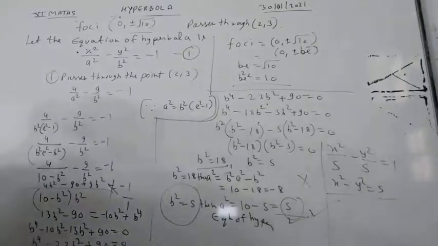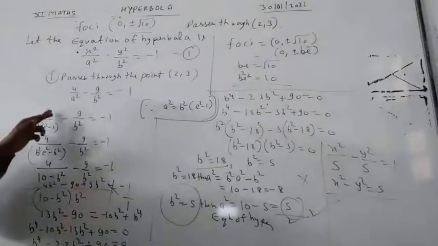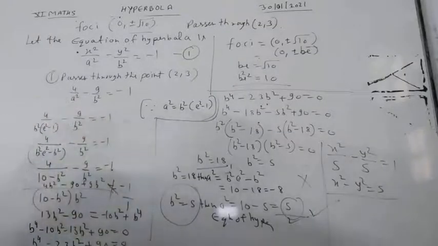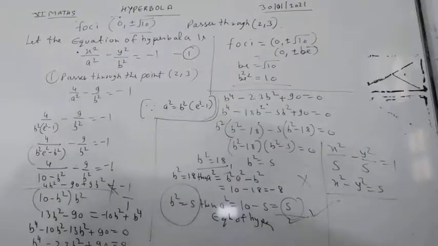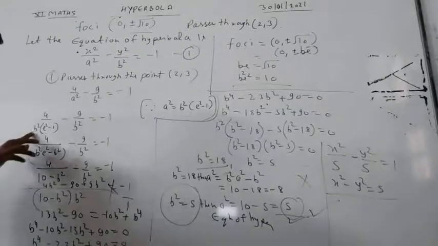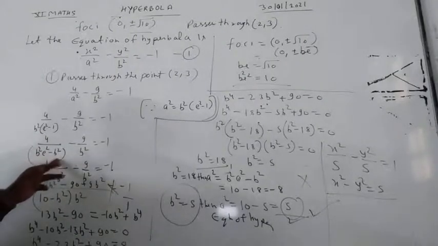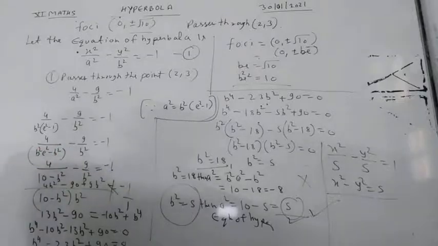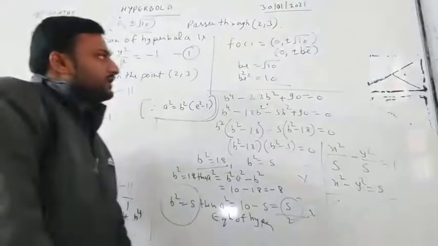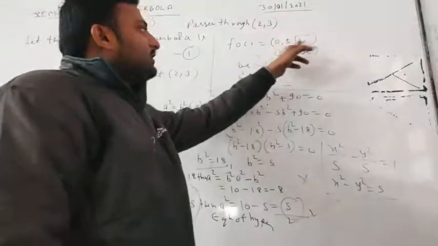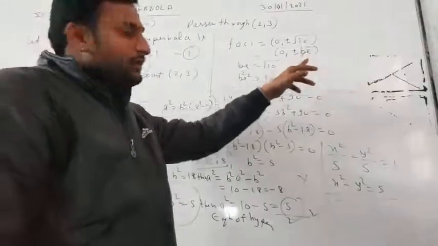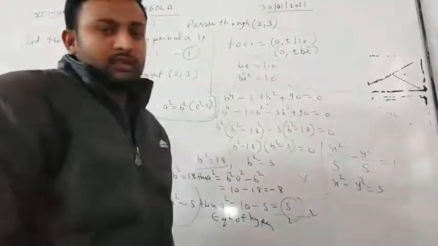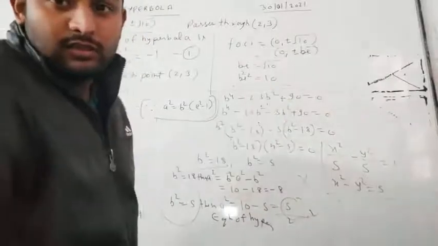Okay students, now this 4/a² we can write as 4/(b²(e² − 1)), and minus 9/b² is equal to −1. Students, when we multiply inside we get b²e² − b², and this is b². Our focus is given to us as (0, ±√10). So when we compare this with (0, ±b), we get the value of b is √10. So b²e² is 10, students.